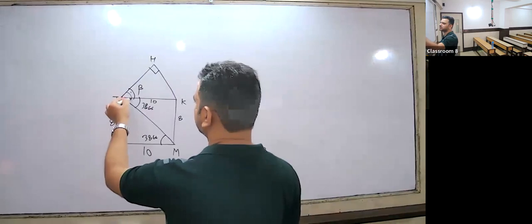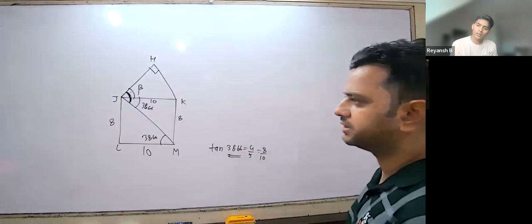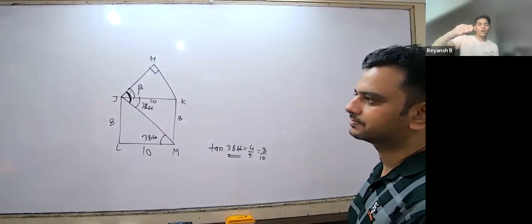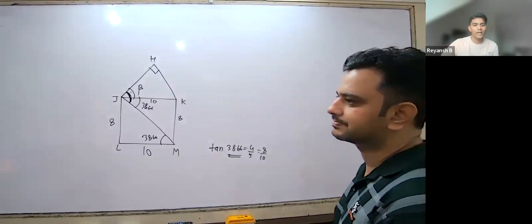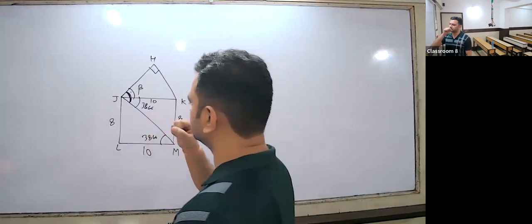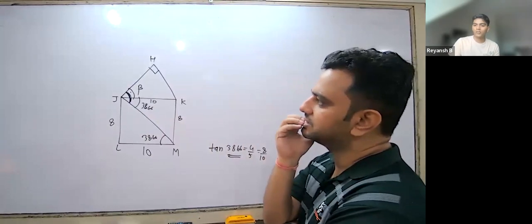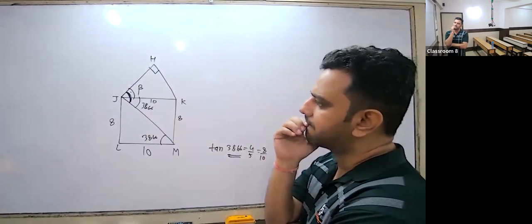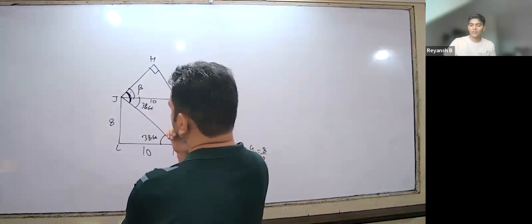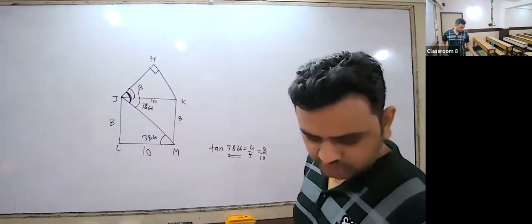Can you tell how this angle is 90 degrees? Why is this angle 90 degrees? It's just that HK and JM are parallel, right? So this angle should be equal to this angle. And HJ is a vertical line. JH is a vertical line going through two parallel lines. That's why it's a 90 degree angle. Okay. Next. Question number six.